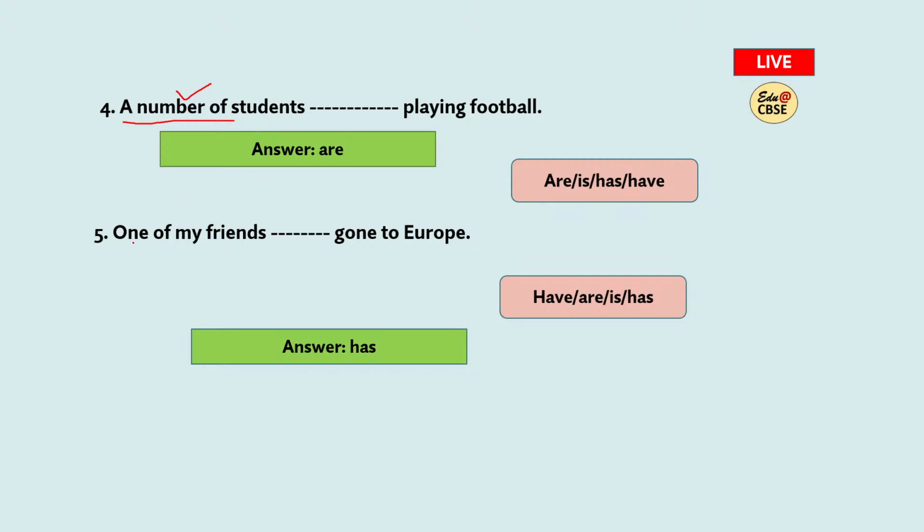Now here you have to understand that one is the subject. सारे friends में से one. Out of all the friends, it is one who has gone to Europe. So therefore, the answer is has.